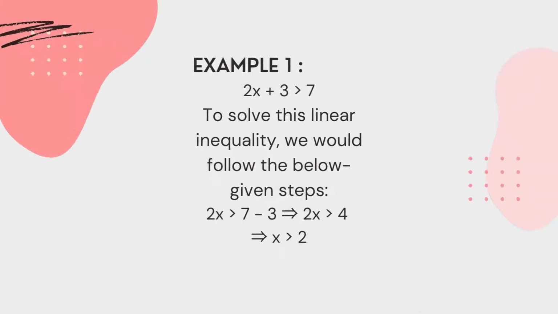For example, we have a linear inequality 2x plus 3 greater than 7. We have 2x plus 3 on the left side and 7 on the right side. To solve this linear inequality, we will follow the below given steps. The first step, we simplify the inequality on both sides. Now we can see 2x on left side and 7 minus 3 on right side, and 7 minus 3 equals 4. Then we divide by 2. Finally, the solution to this linear inequality is x greater than 2.